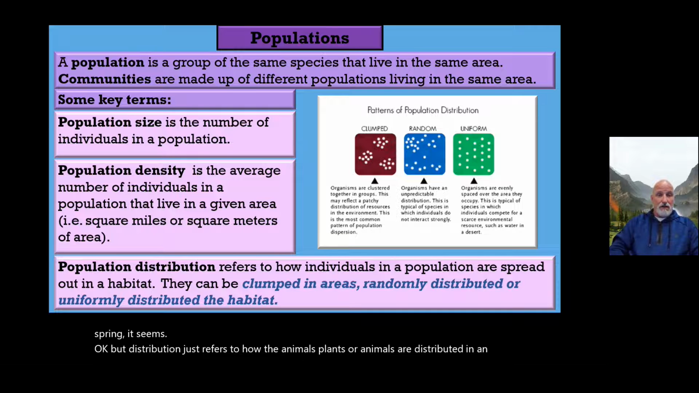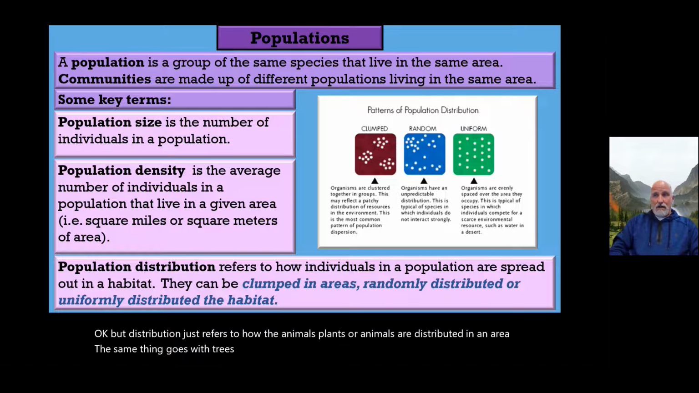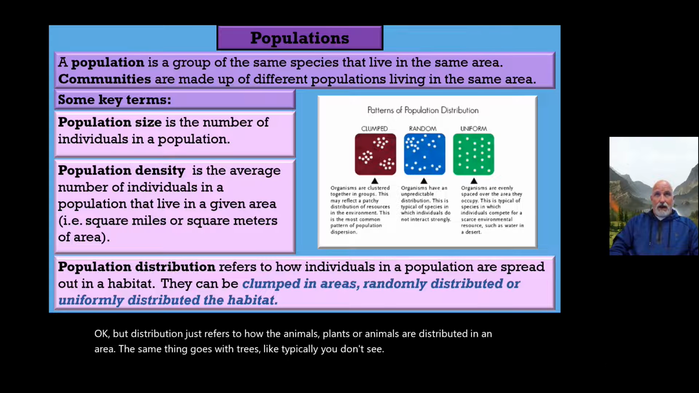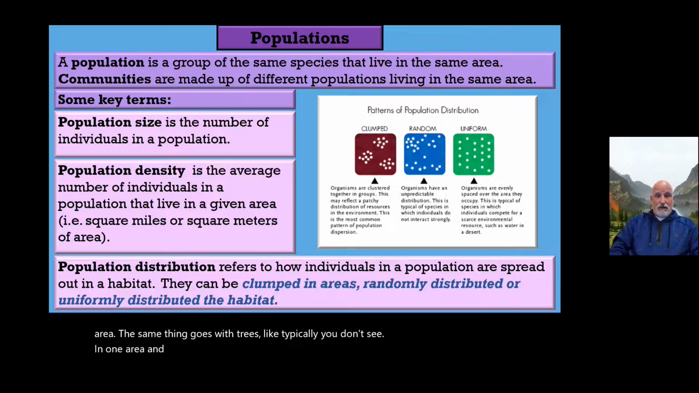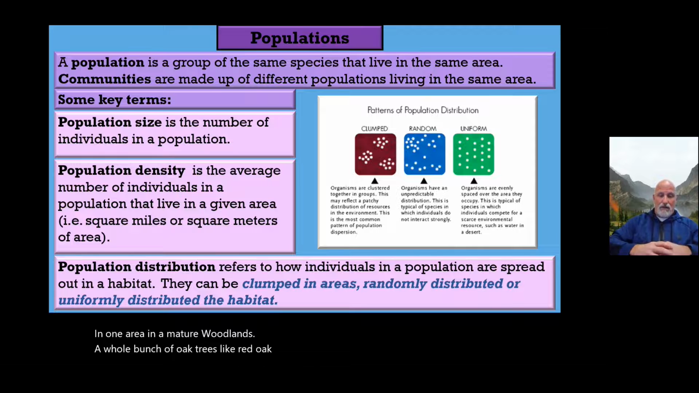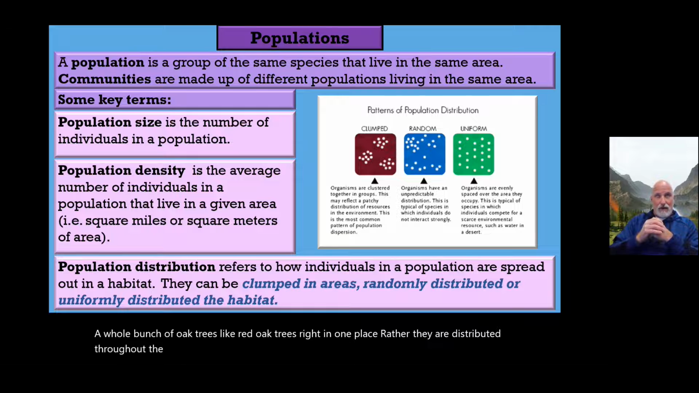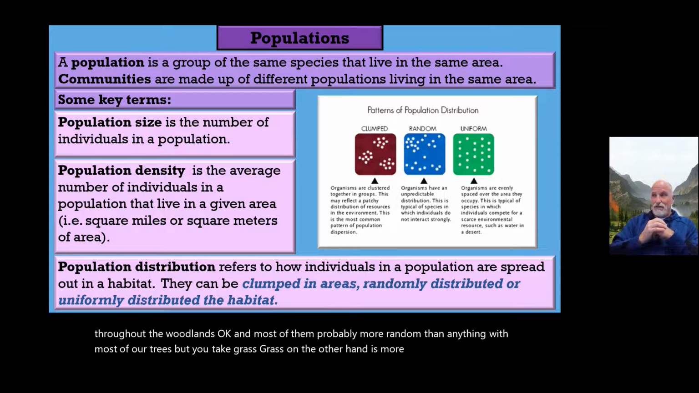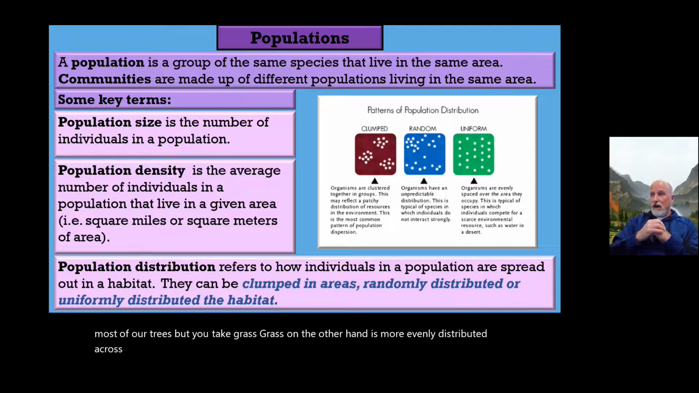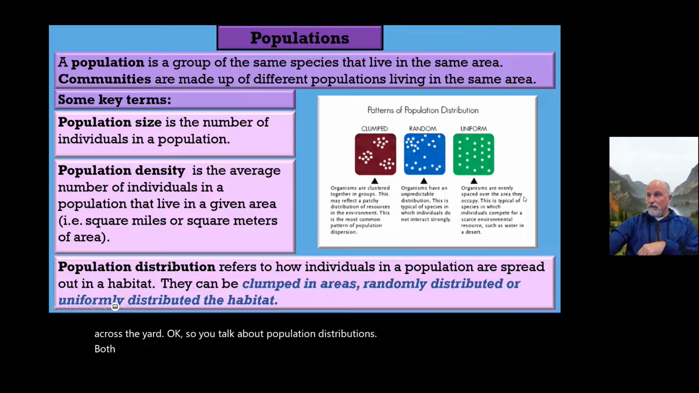The same thing goes with trees. Typically you don't see in one area in a mature woodlands a whole bunch of oak trees, like red oak trees, right in one place. Rather they are distributed throughout the woodlands, and most of them probably more random than anything with most of our trees. But you take grass, on the other hand, which is more evenly distributed across your yard. Okay, so that's population distributions, both plants and animals.